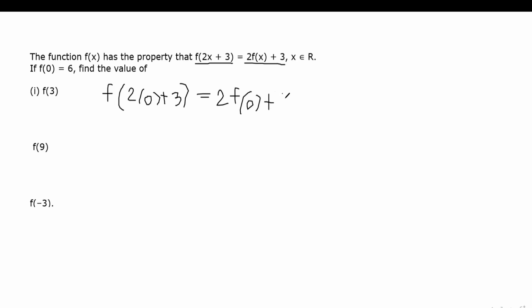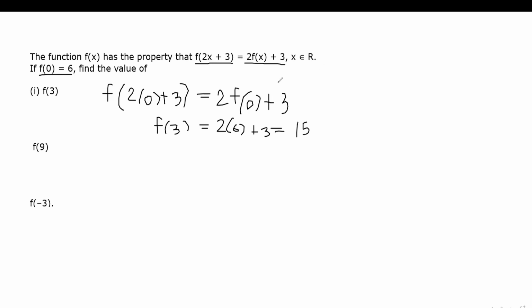Yes, sir. But then 2 times 0 is 0, so we're left with f of 3. But now we know f of 0 is 6. So we end up getting 2 times 6 plus 3. So that's 12 plus 3, which is 15. What a nice easy question, right?